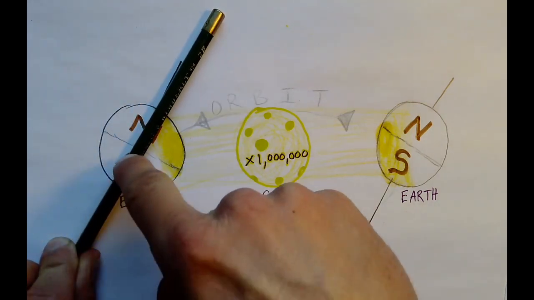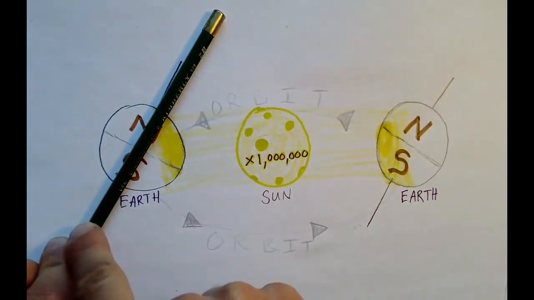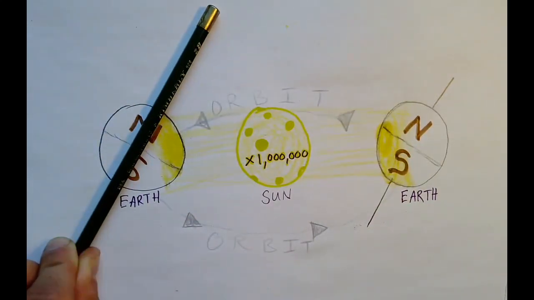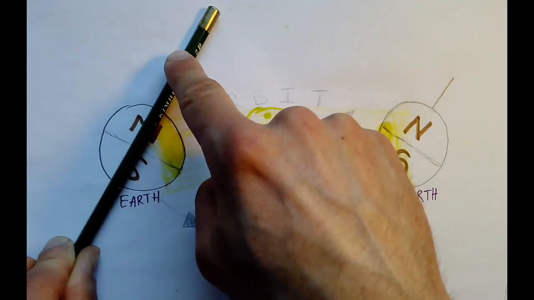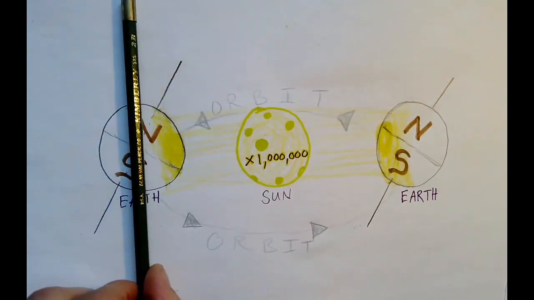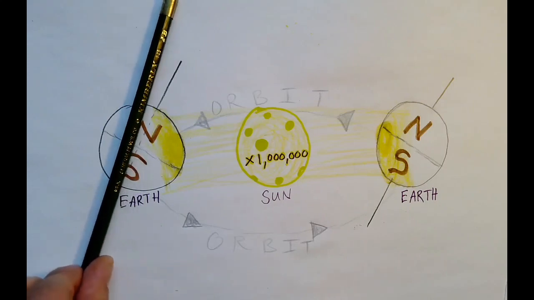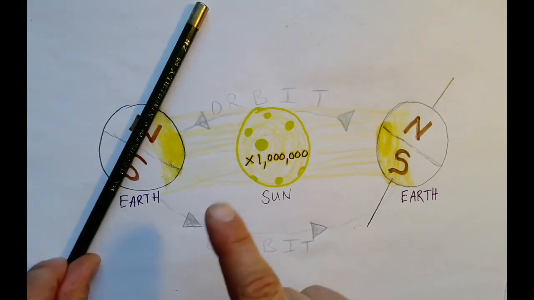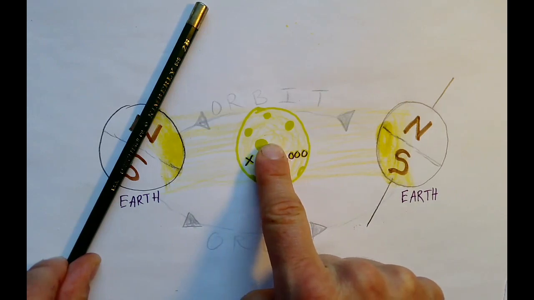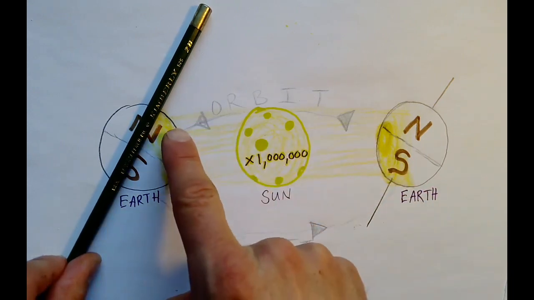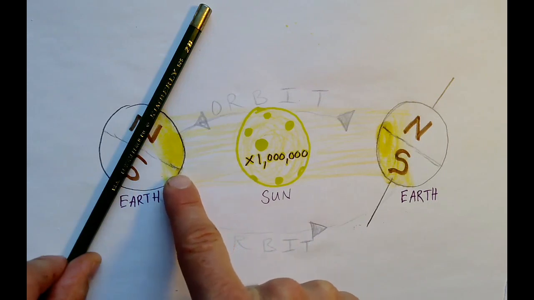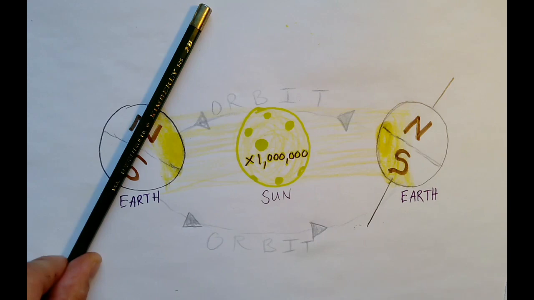If you imagine a line or a pole that went from the North Pole to the South Pole, straight through Earth, that line or axis is not straight up and down. It is tilted relative to the sun. Because of that, more sun hits some parts of the Earth than other parts. So that's our first cause of seasons.